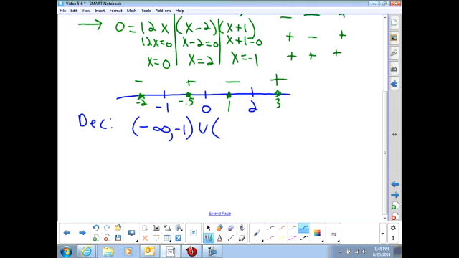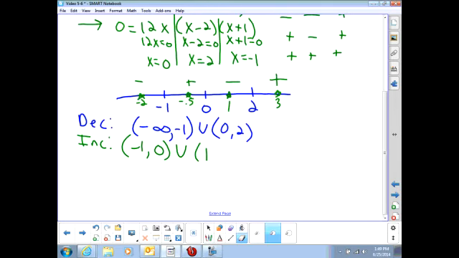And then we're negative again from 0 to 2. So those are the intervals where we are decreasing. Your increasing intervals are where it's positive. So we are increasing from negative 1 to 0, and then again from 2 to infinity. Now the little u just means the union, saying it's both of those parts where it's increasing or decreasing.